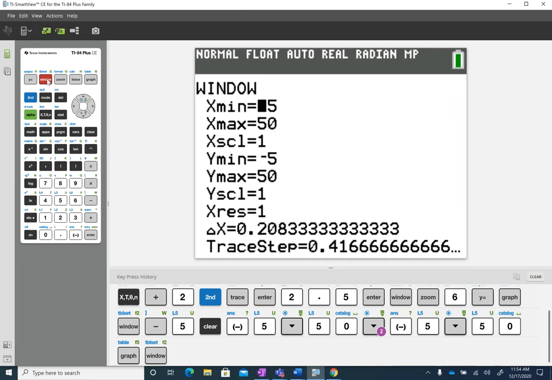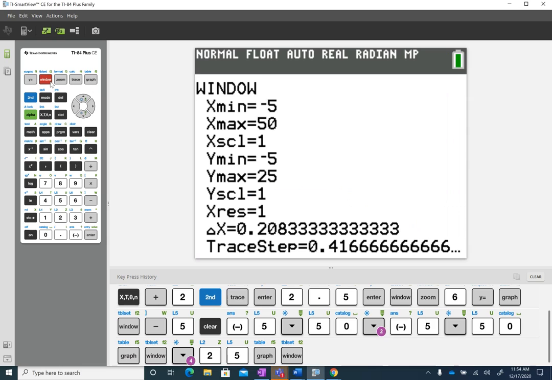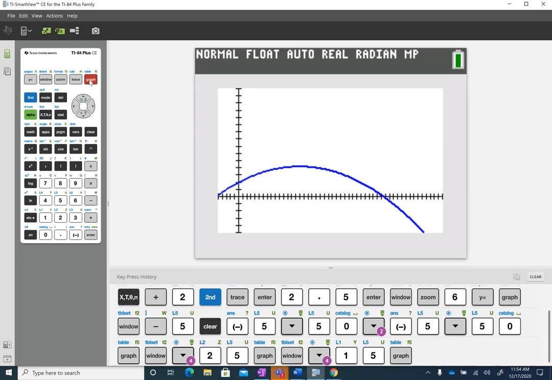So if I want, I can go back to the window. Instead of 50, I'm going to change it to 25. And if I go back, you can see it fits a little better. Even that still has a lot of dead space. So if I don't like that, instead of 25, maybe only 15. And then just notice it fills the screen a little bit better. But any of those will be fine as long as you can see the curve. Any questions on any of those maneuvers?